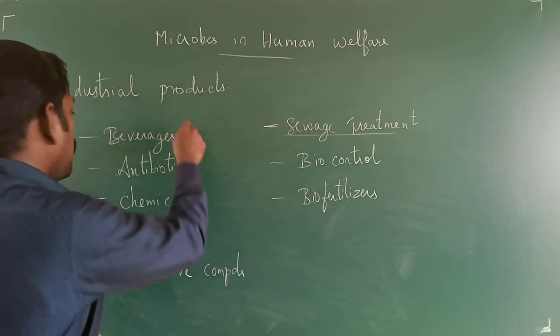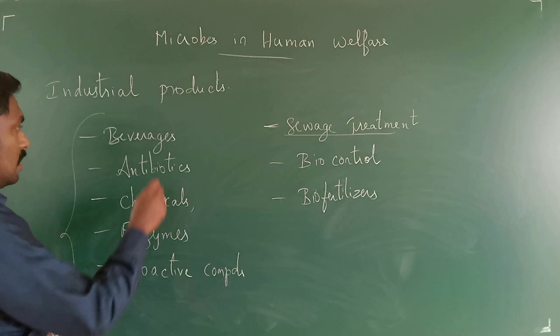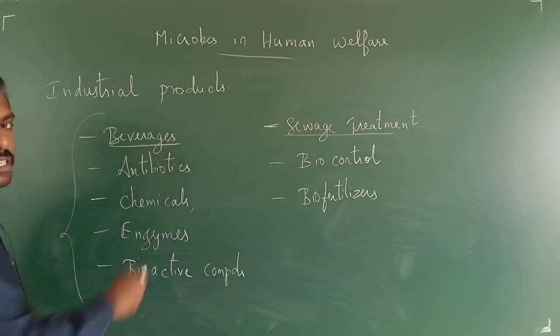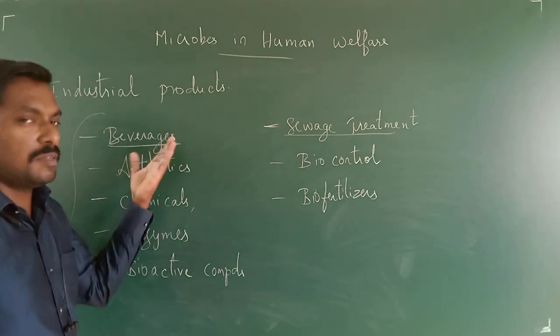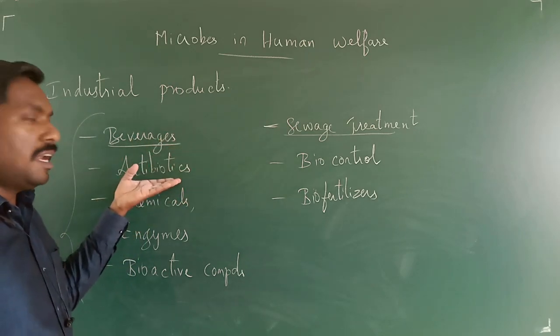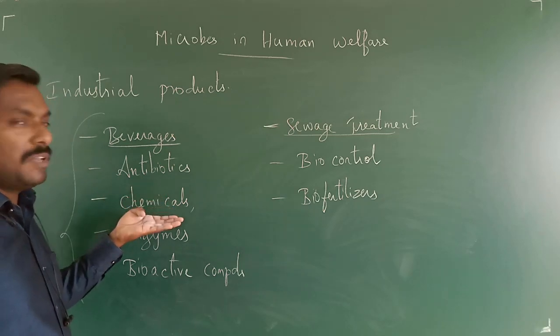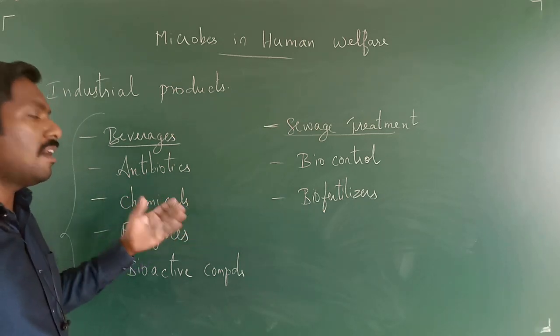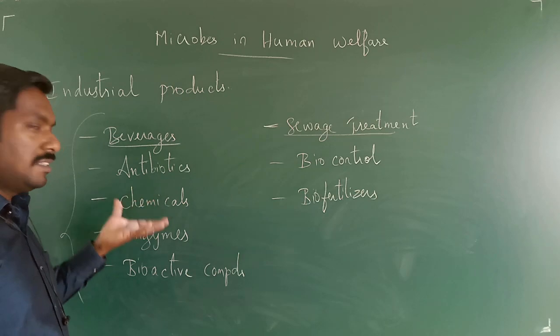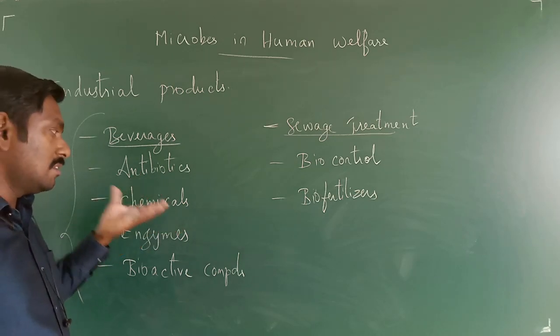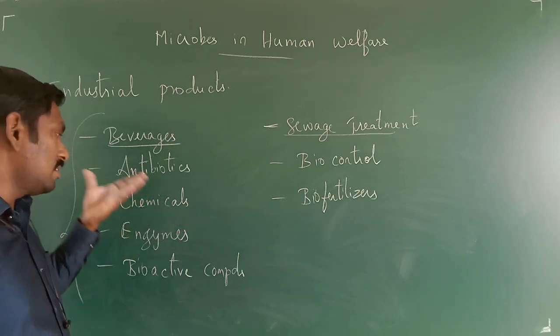So in the industrial products or in the industrial uses, you will be having the beverages, right? The beverages will be of 2 types, right? Alcoholic, non-alcoholic. Antibiotics, these are the life-saving drugs, right? Then chemicals, right? Various chemicals, you will be having the organic acids, right? Acetic acid, butyric acid, gluconic acid. The like set of acids you will be having.